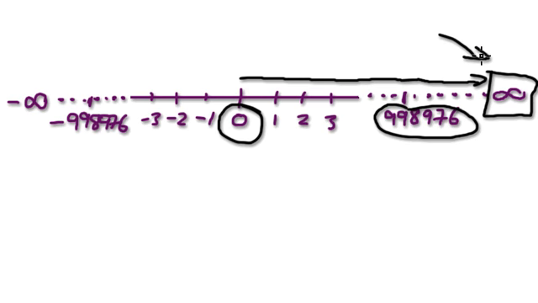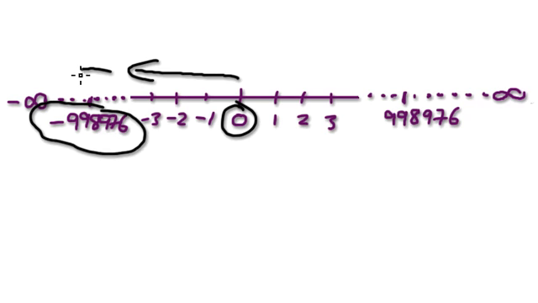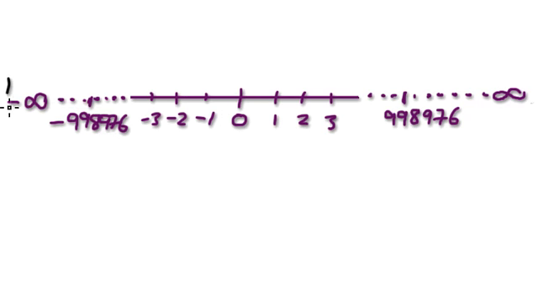Infinity is not really a number, okay? And then if you start here and go towards the left, you get to a really big number here. And then if you go beyond that big number, you will get towards minus infinity.